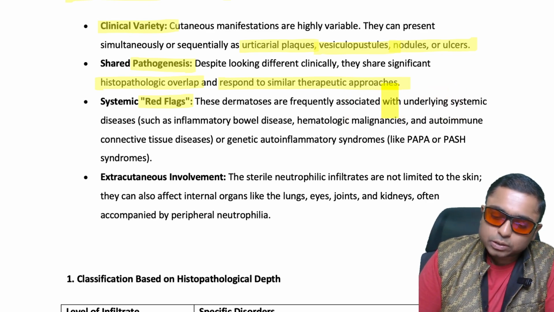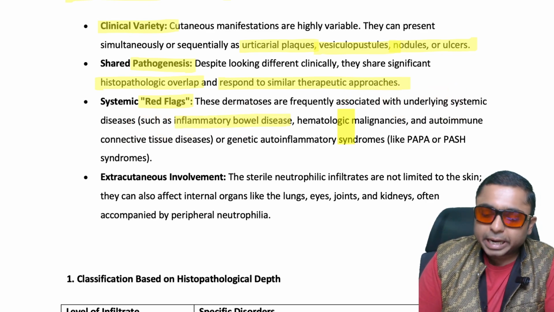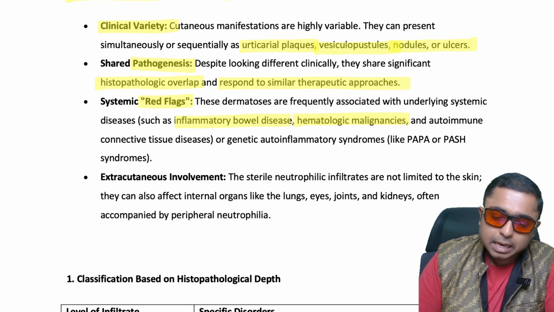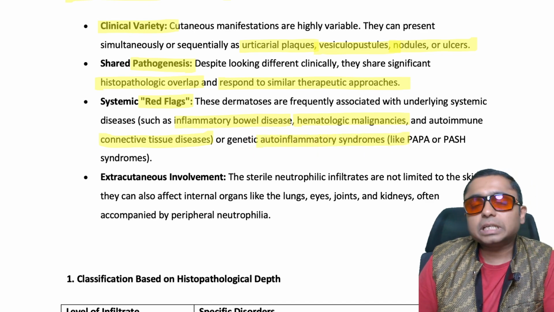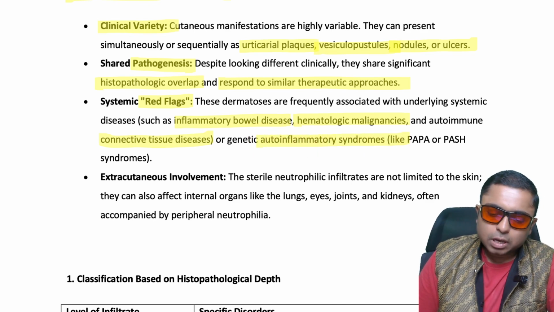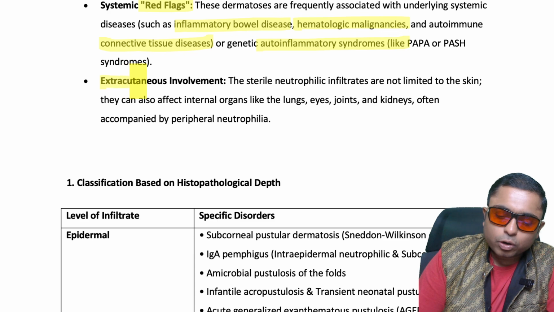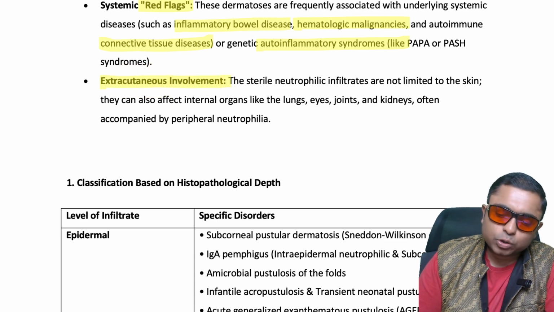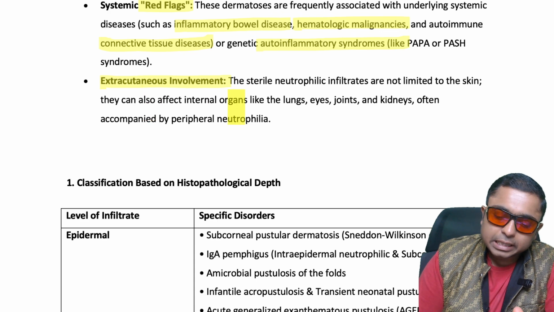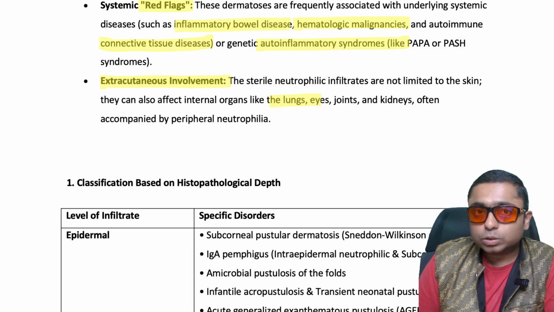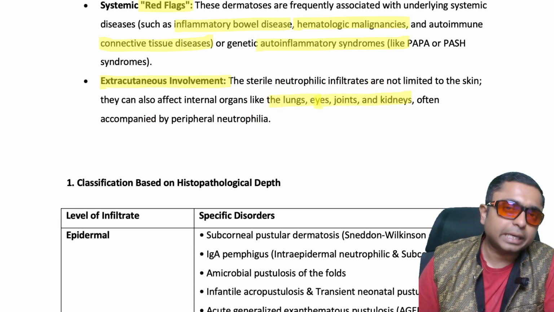They are frequently associated with systemic disease, for example IBD, hematologic malignancies and associated connective tissue diseases. Not only that, there is also a possibility of genetic auto-inflammatory syndromes. We are going to see each of them, and there could also be extracutaneous involvement. Not only are the neutrophils there in the skin, but these infiltrates can also be present in organs, for example lungs, eyes, joints and kidneys, right?